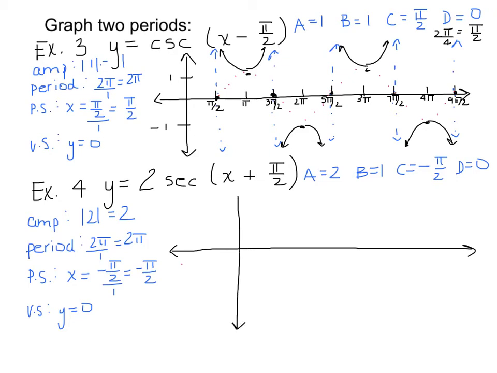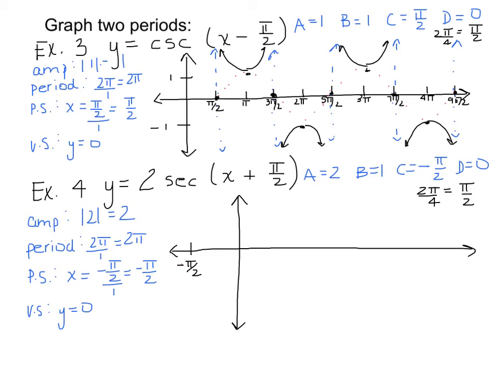Alright, I'm just sticking my y-axis here. So we better do our period divided by 4, which is pi over 2. So we're starting at negative pi over 2. And sometimes you're going to have to move your y-axis if you don't have enough room. But we're adding pi over 2 each time.